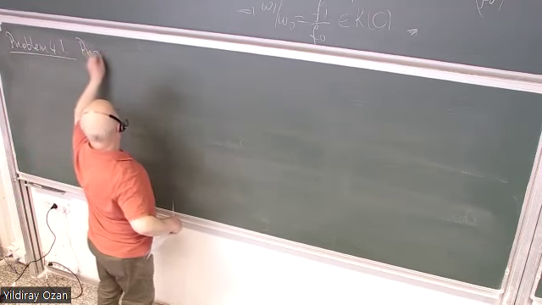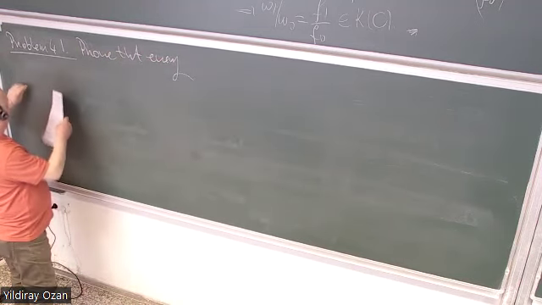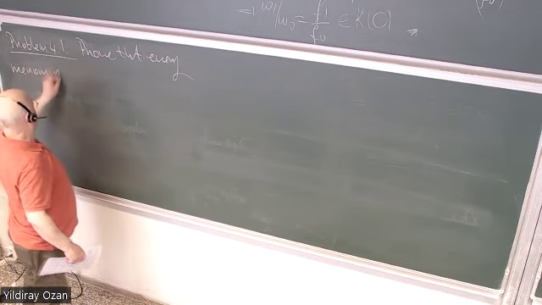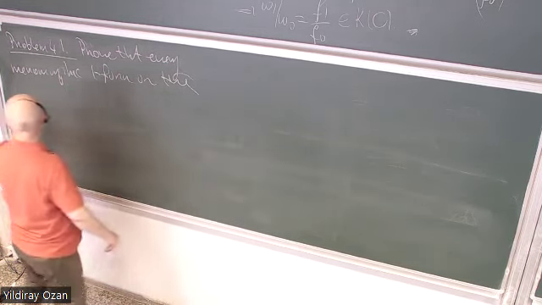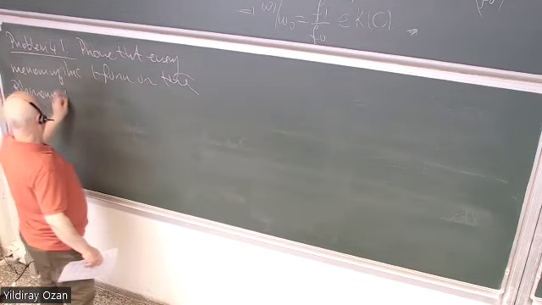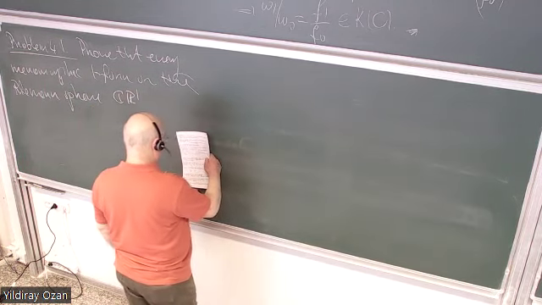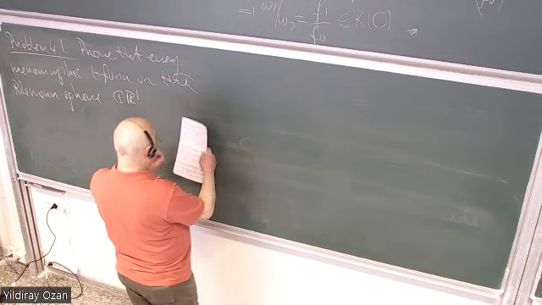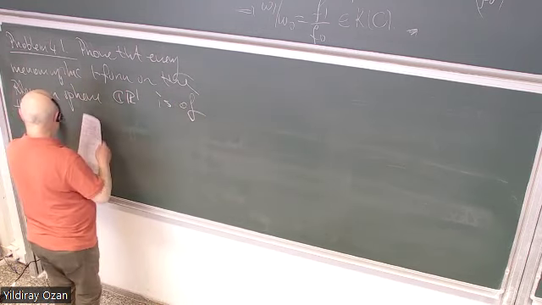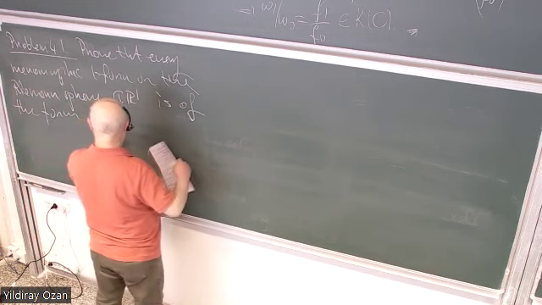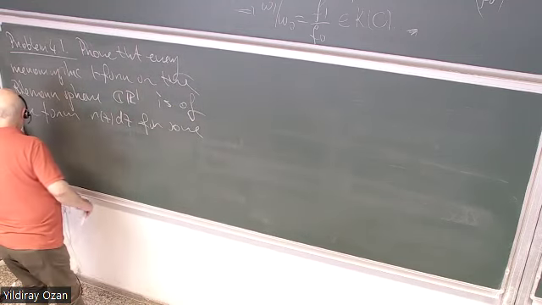Prove that every meromorphic one form on the Riemann sphere CP1, okay, is of the form R(Z) dZ for some rational function.